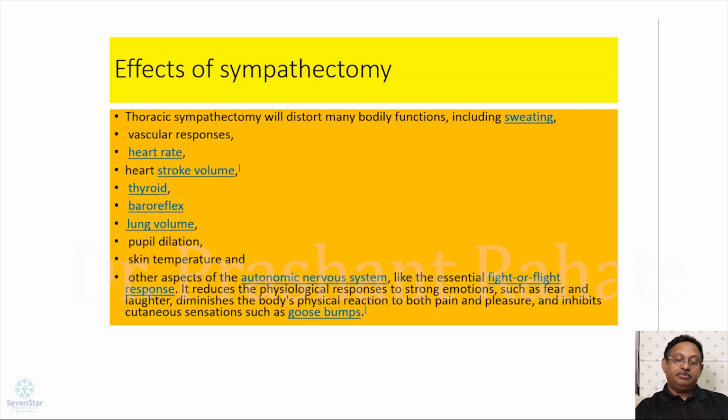It alters many bodily functions including sweating, vascular responses, that is, the heart rate and heart stroke volume are controlled, and even the thyroid function, the baroreflexes, the lung volume, pupil dilatation, skin temperature and other aspects of the autonomic nervous system, like the fight or flight responses, are also controlled by the autonomic nervous system. It reduces the physiological response to strong emotions such as fear and laughter, diminishes the body's physical reactions to both pain and pleasure, and inhibits cutaneous sensations such as goosebumps.